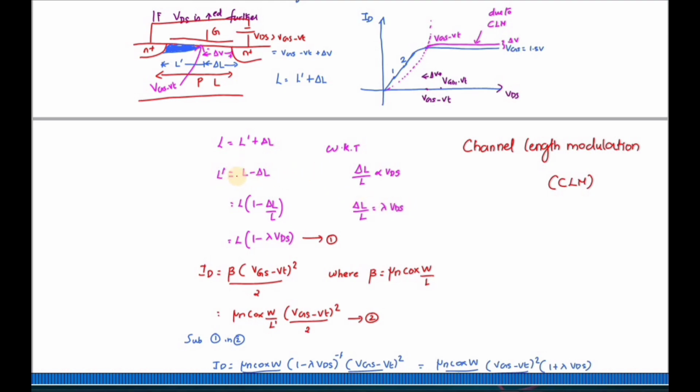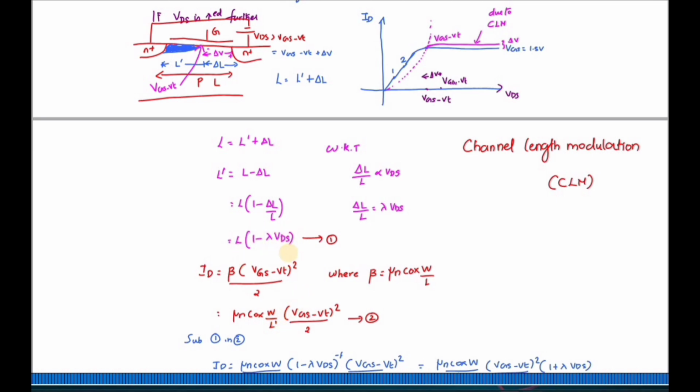Here, if I take L common, I will get L into 1 minus del L divided by L. So you substitute this value, and I will get L bar is equal to L into 1 minus lambda VDS. We know that the IDS equation is equal to beta times (VGS minus VT) the whole square divided by 2, where beta is equal to mu n Cox W by L. Here I have to write mu n Cox W by L bar, times (VGS minus VT) the whole square divided by 2. Instead of L bar, I am going to substitute the first equation.